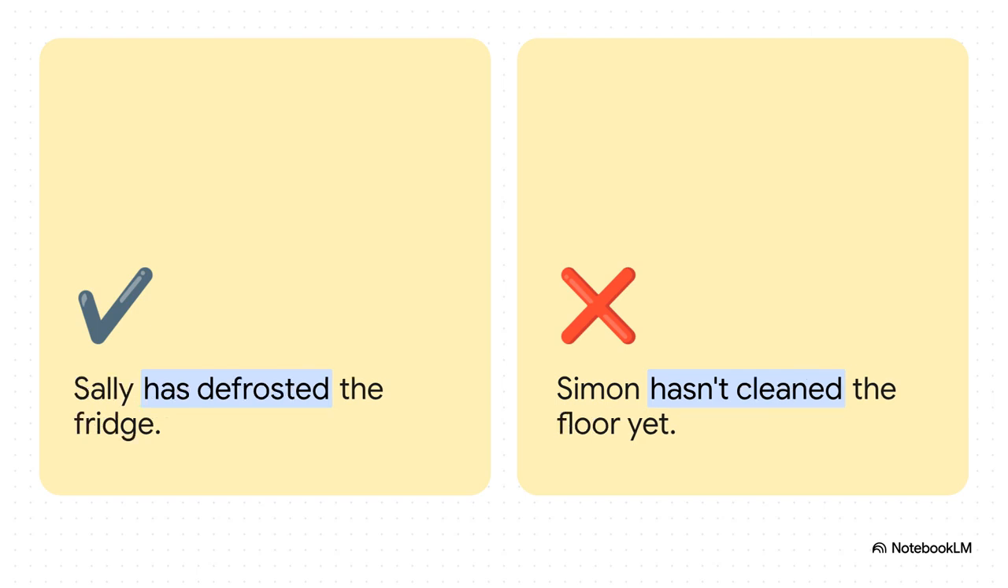And here's our final set of clues. Wow, Sally's been on a roll. Sally has defrosted the fridge. The result is a nice, clean, frost-free fridge. But then, Simon hasn't cleaned the floor yet. So because he didn't do that, the floor is still dirty. And just like that, I think our kitchen mystery is officially solved.